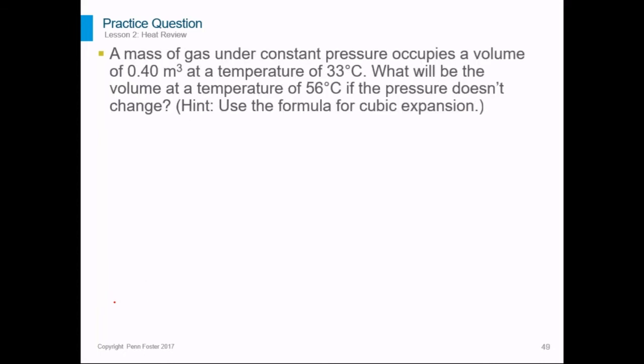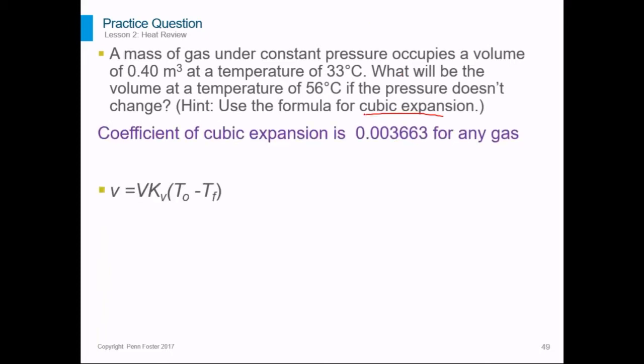But our next practice question is actually one where your study guide tells you you should use the cubic expansion formula. So we'll look at that real quick. So a mass of gas under constant pressure has a starting volume of 0.40, temperature of 33, its ending temperature is 56. So those are three of the numbers we put in here: starting volume, our starting temperature, and our ending temperature. And then K is the number we just talked about.